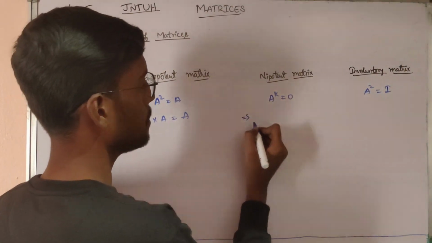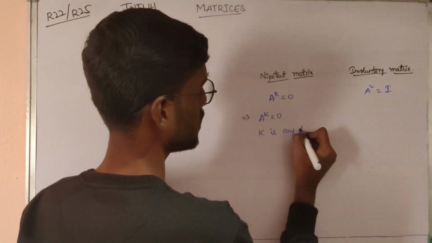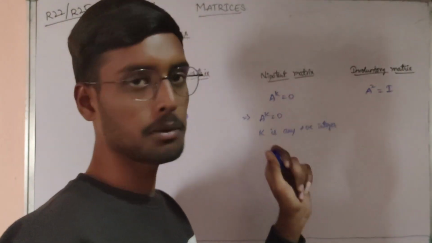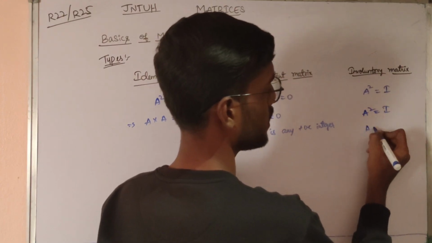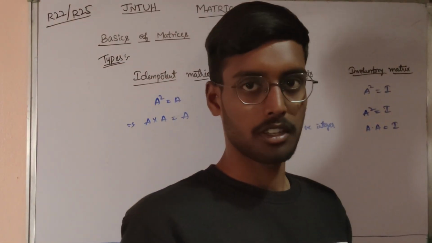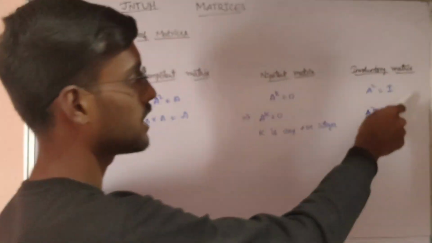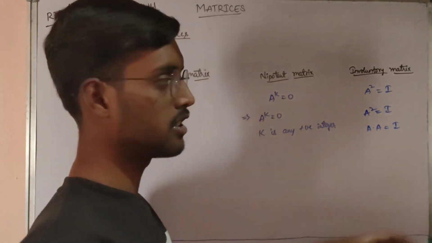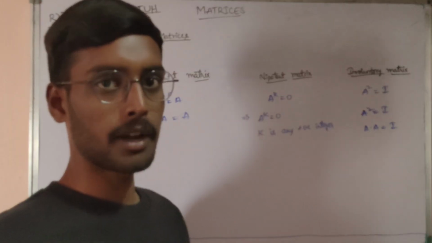Coming to nilpotent. Nilpotent is A power k equals 0, where k is any positive integer. Next, involutory. An involutory matrix is A square equals I, where when we perform A into A multiplication, we get the unit matrix as the resultant matrix. The unit matrix is represented using I. Involutory matrix is A square as I. Nilpotent matrix is A power k is 0, where k is any positive integer. Idempotent matrix is A square equals A. This completes our types of matrices.